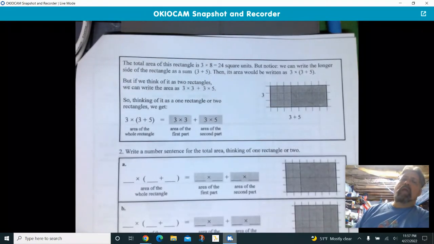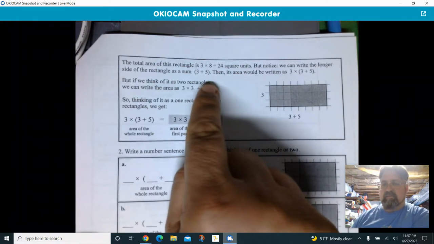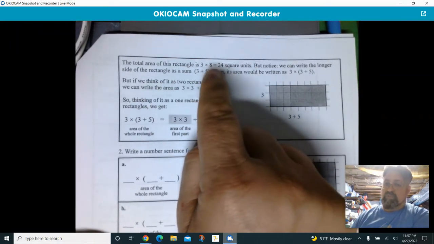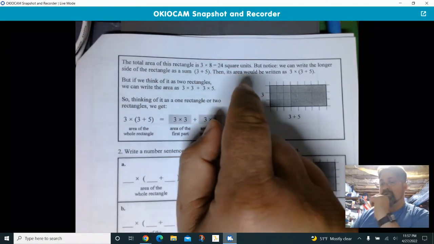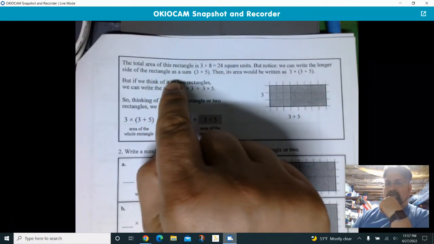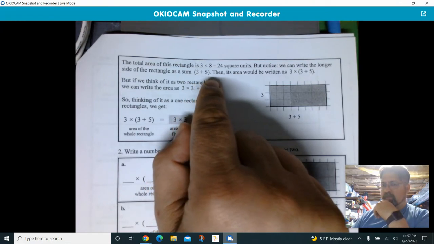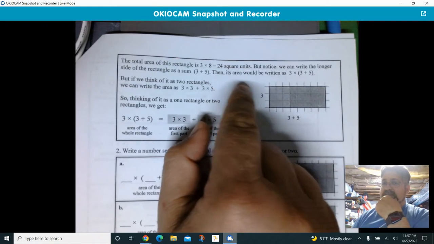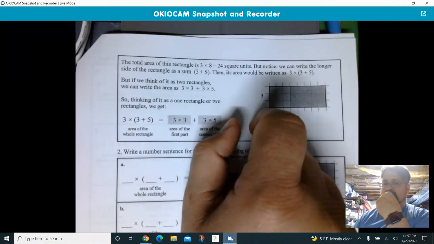It says the total area of this rectangle is 3 by 8. 3 times 8 is 24 square units. Oh, but notice, we can write the longer side of the rectangle as a sum. 3 plus 5, right? Because 3 plus 5 gives us 8. Then its area would be written as 3 times (3 plus 5).